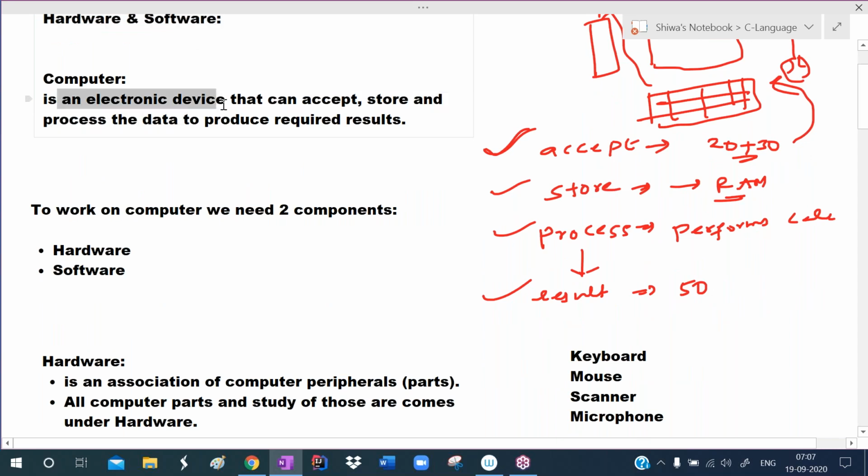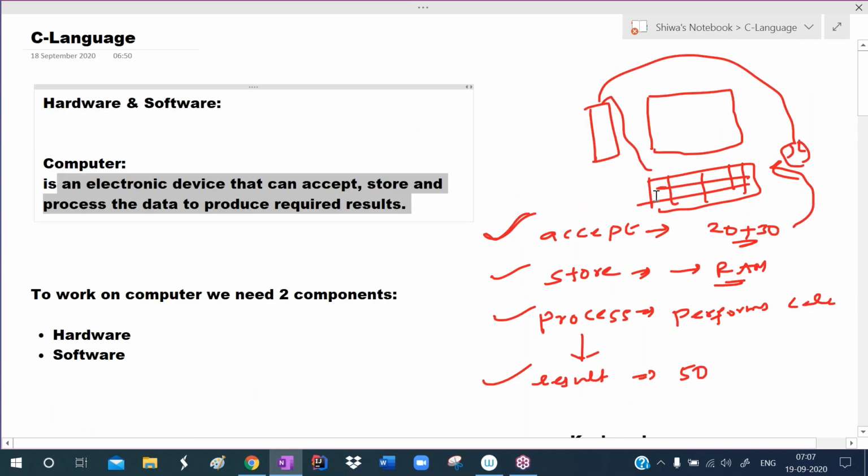A computer is a machine that can accept, store, and process data to produce required results. So the computer accepts the input, and the data will be stored, temporarily or permanently. Processing the data means performing a calculation and giving the result to us. For example, in the previous class we discussed 20 plus 30. I want to calculate it, so we give this data to the computer, and the computer accepts the data. Here 20 plus 30 is called input. The data which is given to the computer is called input.